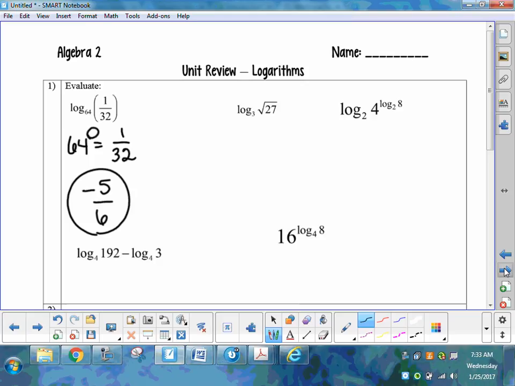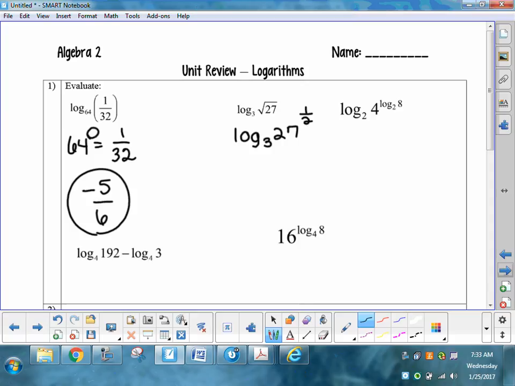Next one up. 3 to this power gives me the square root of 27. And there's a lot I see here that I want to handle. First thing up, what's the square root as an exponent going to be, Taylor? No, what is the square root as an exponent? Hands up, please, when you can tell me. 1/2.